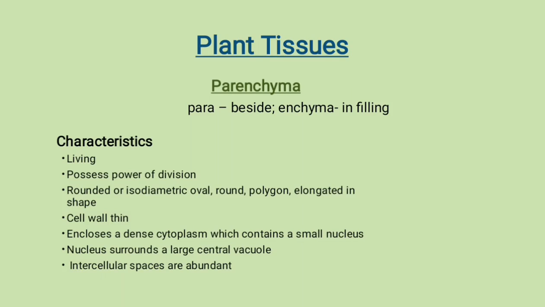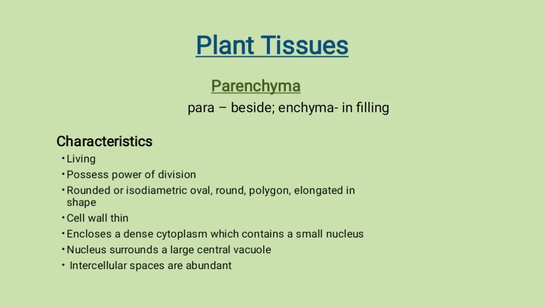Parenchyma cells are living and possess the power of division. These cells are rounded or isodiametric. The term isodiametric means something which is equally expanded on all the sides. Iso means same. So the cells which are equally expanded on all the sides are called isodiametric. The cells of this type of tissue are oval, rounded, polygonal or elongated in shape.